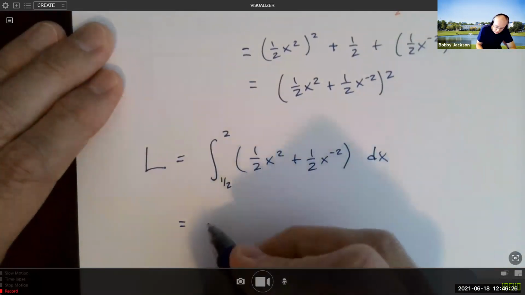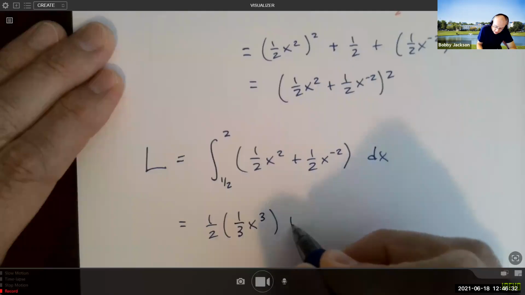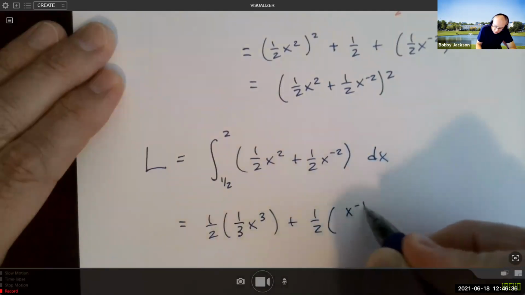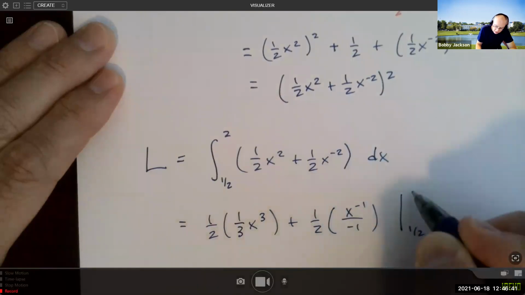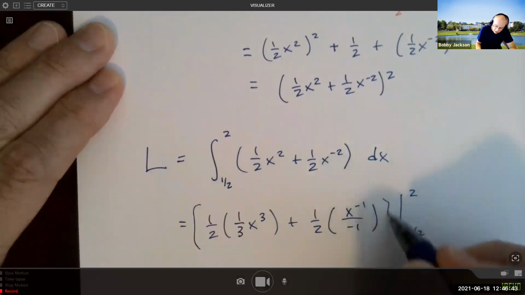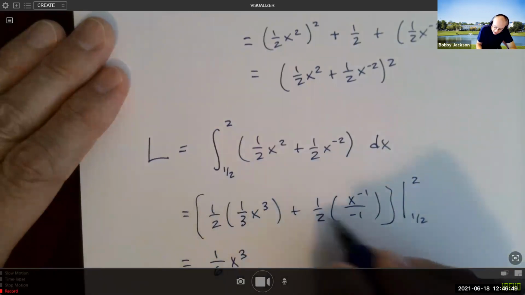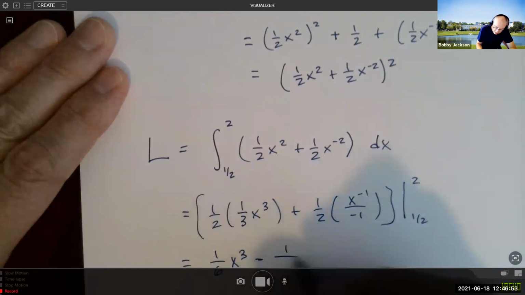What's the antiderivative of 1/2 x squared? Well, it's 1/2. Antiderivative of x squared is 1/3 x cubed. And what's the antiderivative of x to the negative 2? We'll add 1. It's x to the negative 1 divided by negative 1. And we're evaluating this all from 1/2 to 2. I can simplify in here a little bit. So 1/2 times 1/3 is 1/6 x cubed. And then I've got negative 1/2, and the x comes down below. So it's negative 1 divided by 2x. So let's do that first.